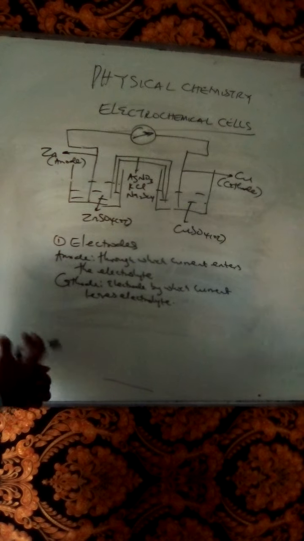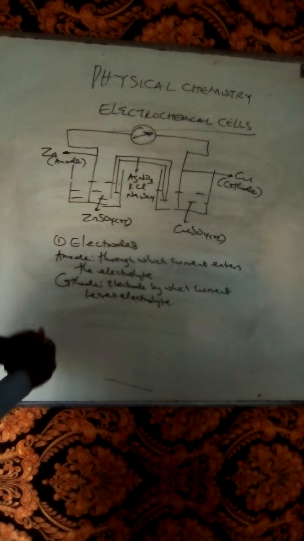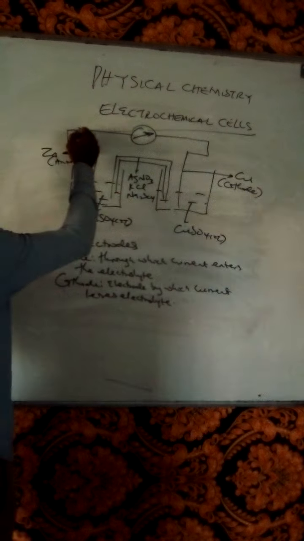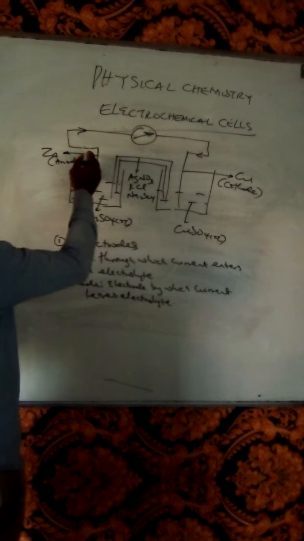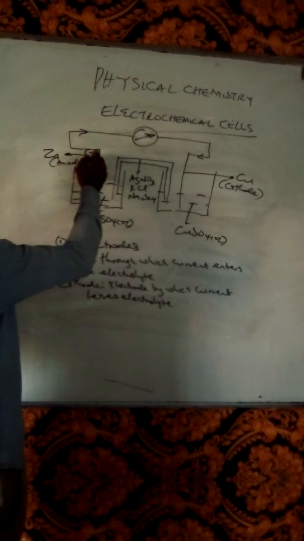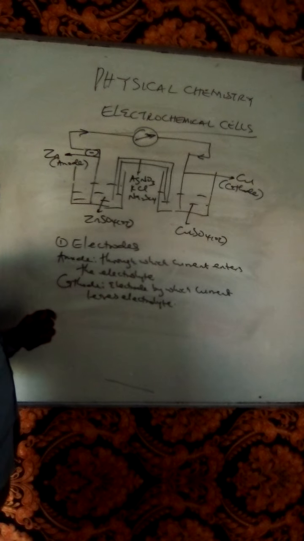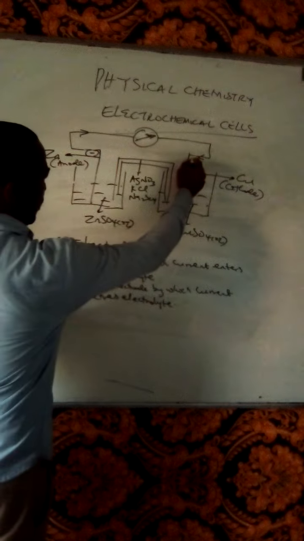Oxidation means loss of electrons. So electrons flow out from zinc and move towards copper. Because the excess electrons coming from zinc give zinc a negative charge by convention, the anode is negative, while the cathode becomes positive with respect to the anode.